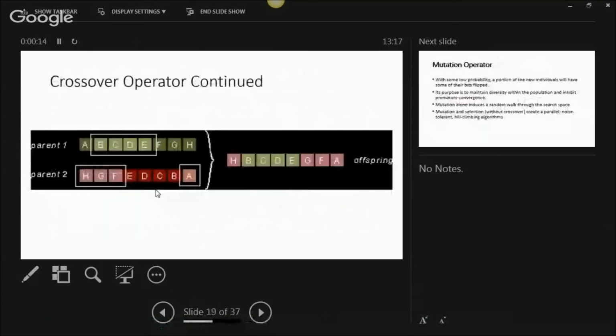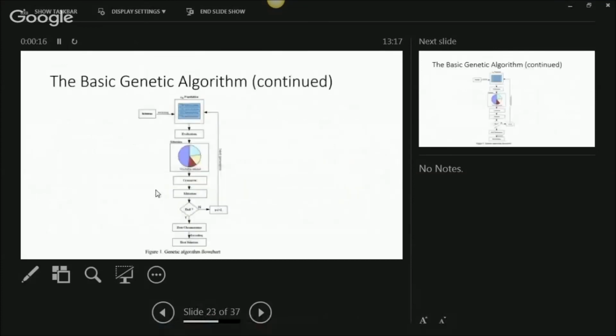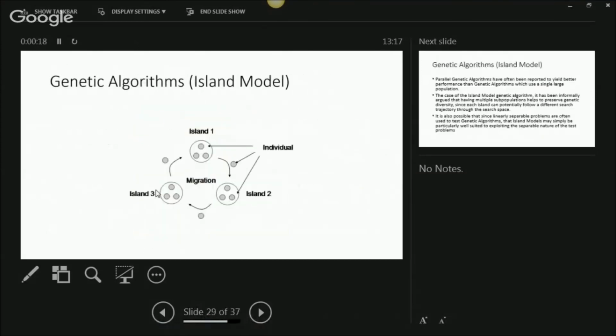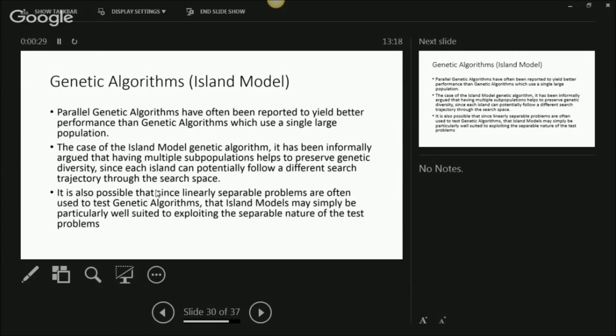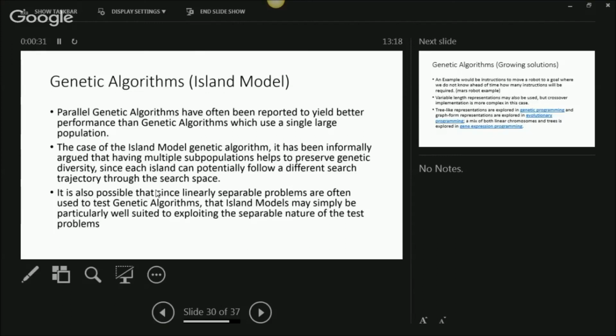So I think we've basically shown you the essential ideas behind genetic algorithms. So let's have a look at some other theories. Extensions of this: you can have multiple islands of populations, and you can have migration between the islands. It has been informally argued that having multiple subpopulations helps preserve genetic diversity, since islands can potentially follow a different search trajectory through the search space.